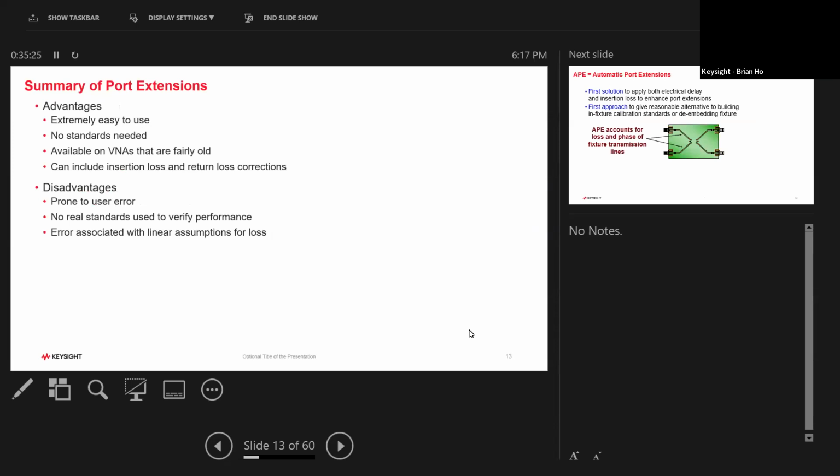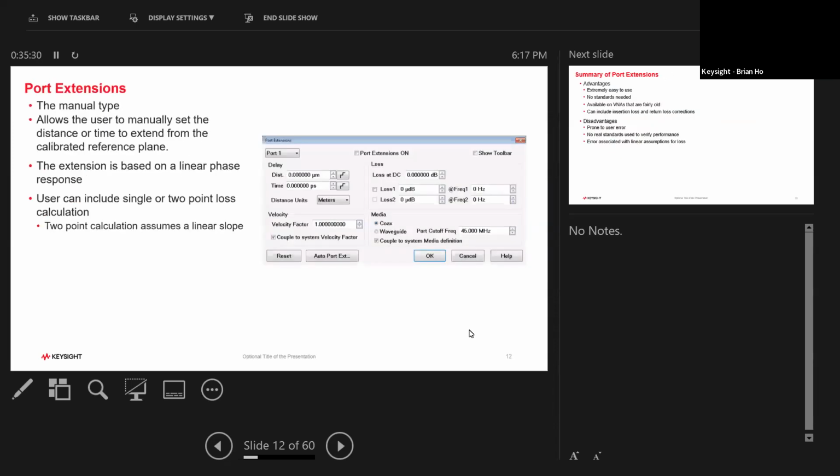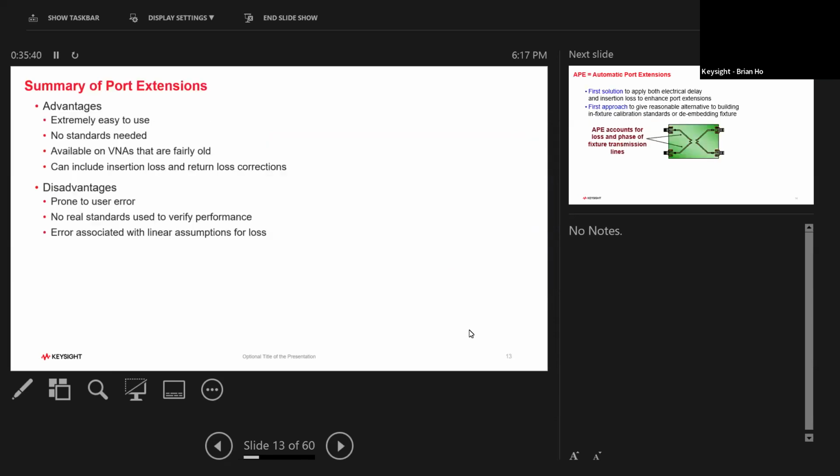So the advantages, again: it's extremely easy to use. We can plug it in. Like I said, if you have the delay or time, you can plug it in and it'll automatically calculate it for you. If you have a loss, you can add the loss as well. Or if you have two points of loss, you can use that and it'll calculate the loss. One thing to note is that this is prone to error and there are no standards to verify it as well. And it's error associated with linearity. So that's one thing to keep in mind.